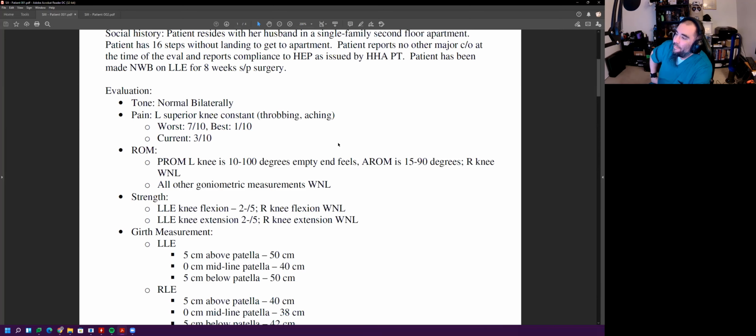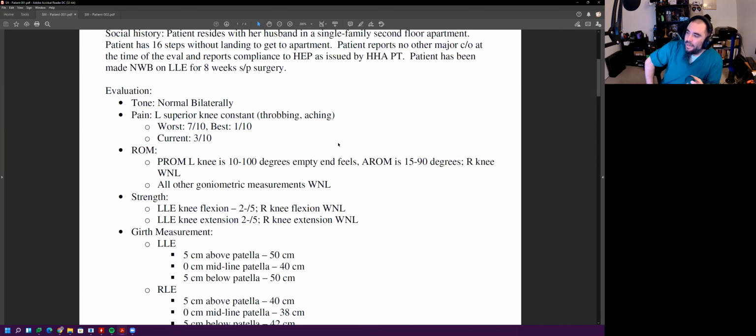So tone is normal bilaterally. Just means she's not spastic, she's not flaccid. That's really all that means. That doesn't tell us a lot. That just means we don't have any flaccidity or spasticity. All right, pain. Left superior knee, constant throbbing and aching. That makes sense for surgery, doesn't it? Yeah, I mean, kind of. Her worst is a 7 out of 10. Her best is a 1 out of 10. Currently at this eval time, she was 3 out of 10. Not bad.